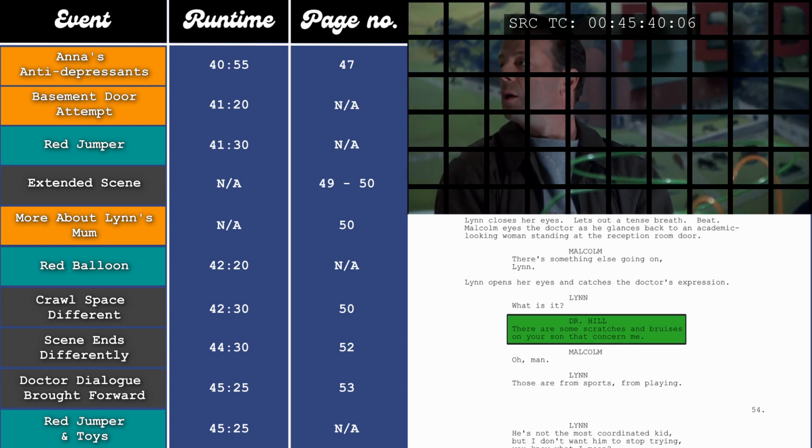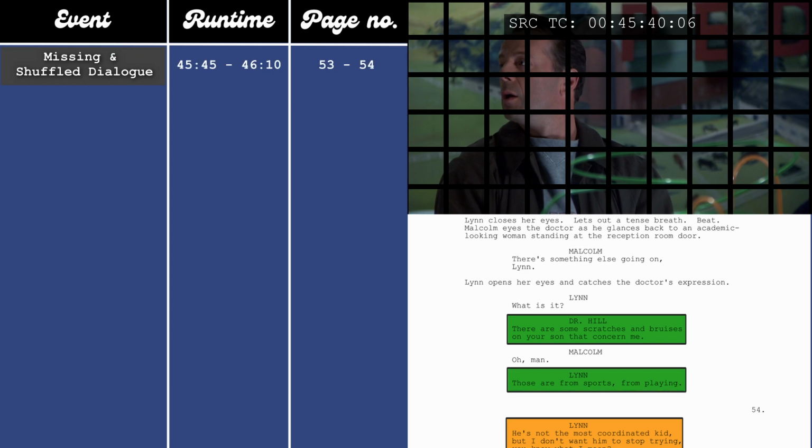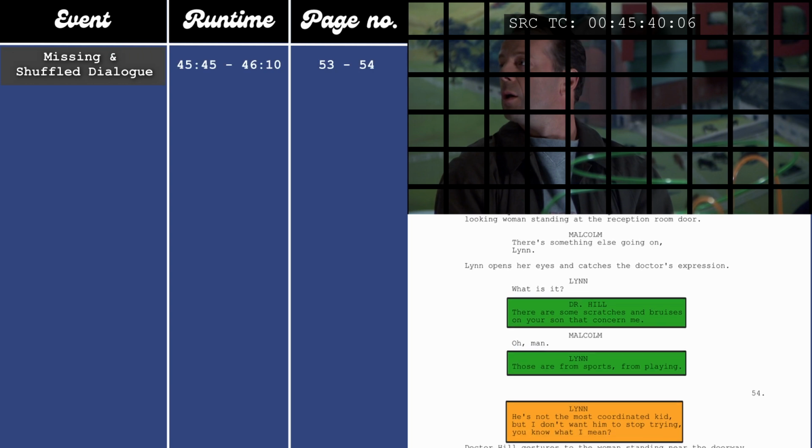things play out slightly different in the film compared to the script. There are some missing lines and the dialogue is shuffled round in a different order. So the way it reads in the script is, Lynn, those are from sports, from playing.